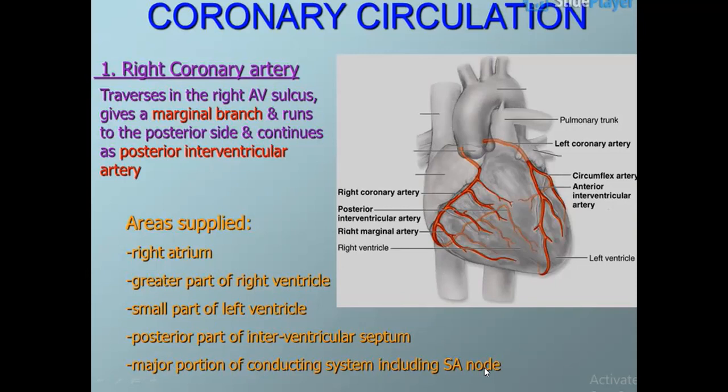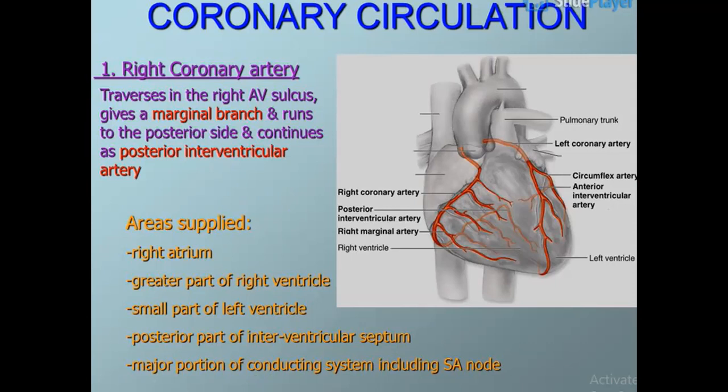So I told you before that the SA node is called the sinoatrial node, which is the main pacemaker of the heart. I'm going to teach you that in physiology when we look at the electrical activity of the heart, how the heart is able to generate its impulse and conduction of impulses from one part of the heart to another. So that pacemaker, or the SA node, is supplied by the right coronary artery. So don't forget that. Right atrium, greater part of right ventricle, smaller part of left ventricle, posterior part of interventricular septum, and then a major portion of the conducting system of the heart.